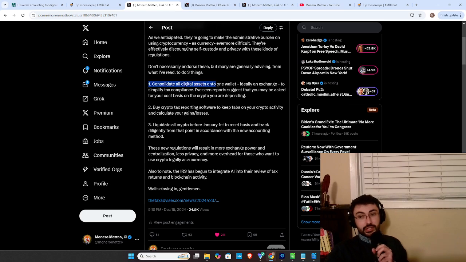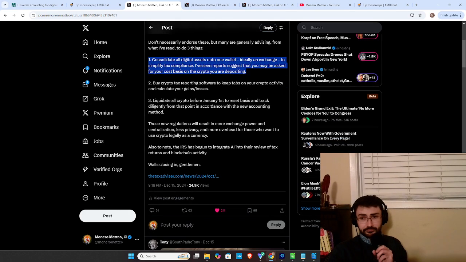So they're suggesting you consolidate all your digital assets into one wallet, ideally an exchange, to outsource compliance and to simplify tax compliance. I've seen reports suggest you may be asked for your cost basis on the crypto you're depositing. Because these exchanges want to be sure that they're calculating things properly, they may ask you for your cost basis when you deposit your crypto onto the exchange so that they can fill out that DA form accurately. Okay, that's something to look for. And if you don't know your basis, you may be caught flat footed. You may be like, what are they even talking about? So that's what they're talking about. They're trying to prep for this new reporting regime.